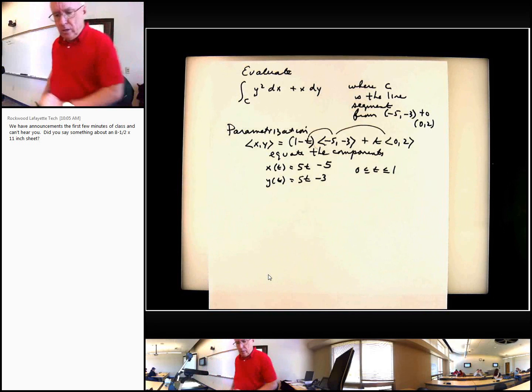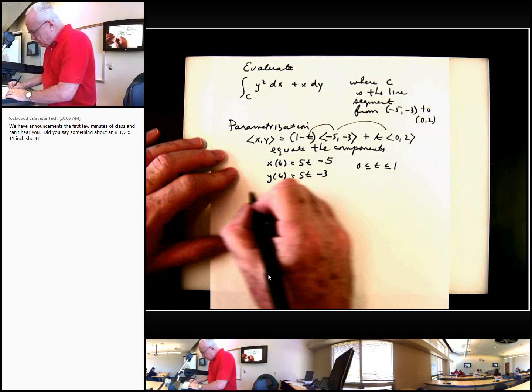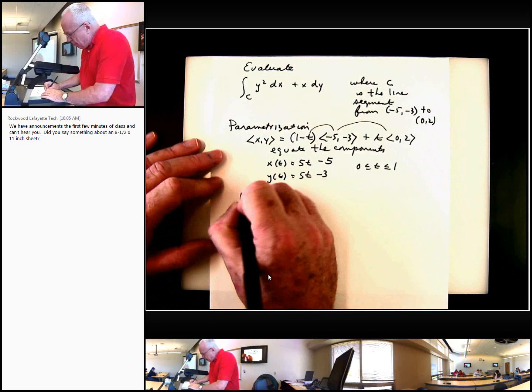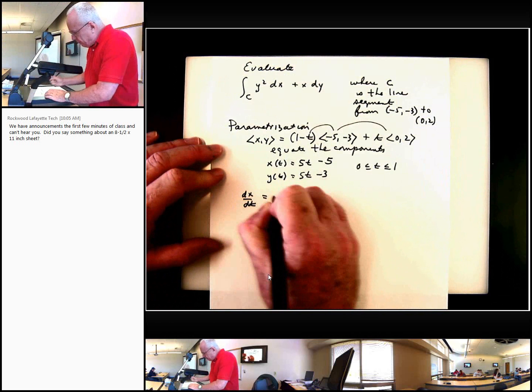All right. Okay, now let's see here. We've got to figure out, well, for this, we know we've got to figure out that dx/dt, that's equal to 5.